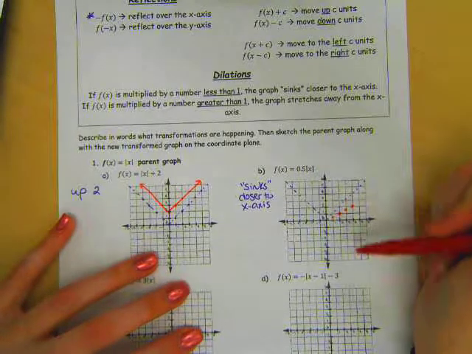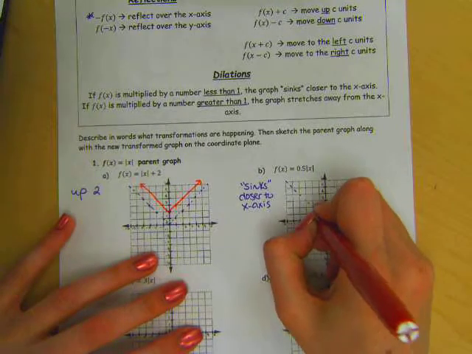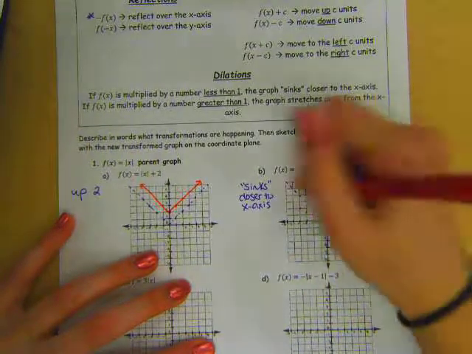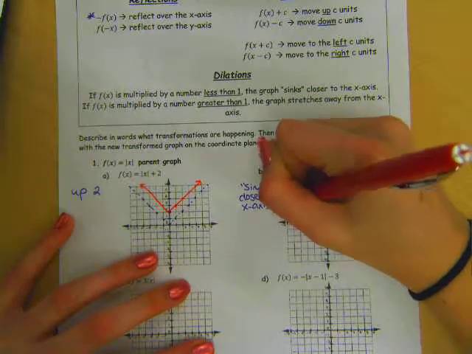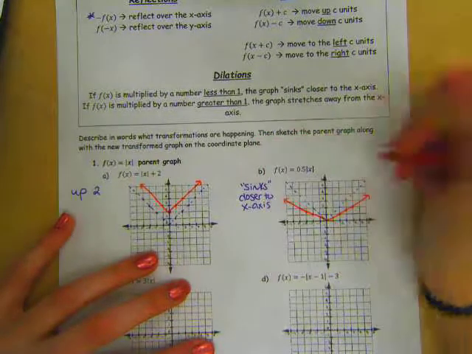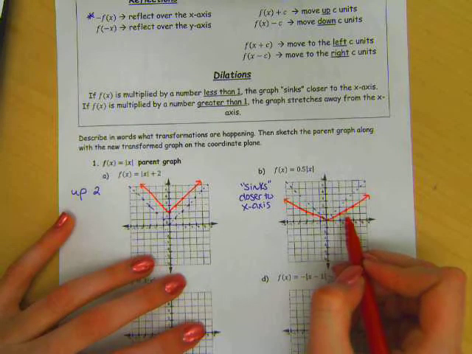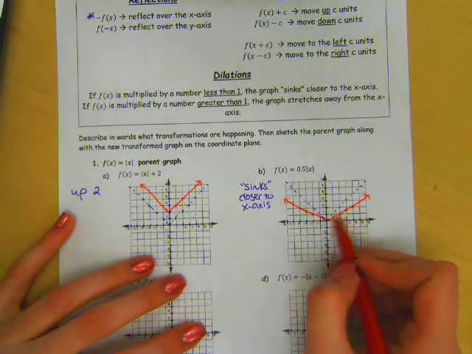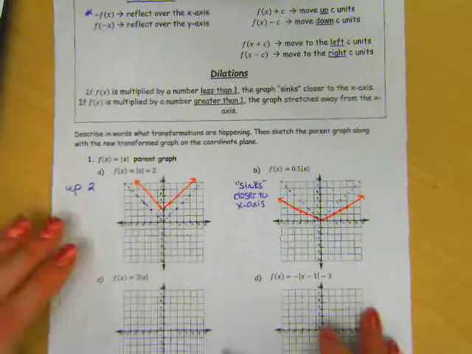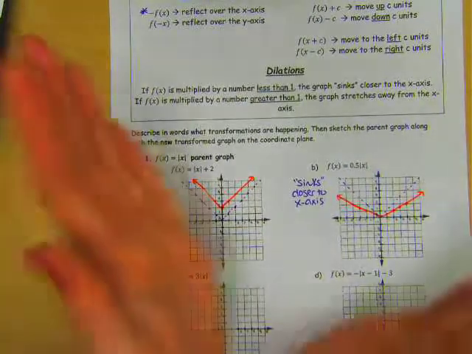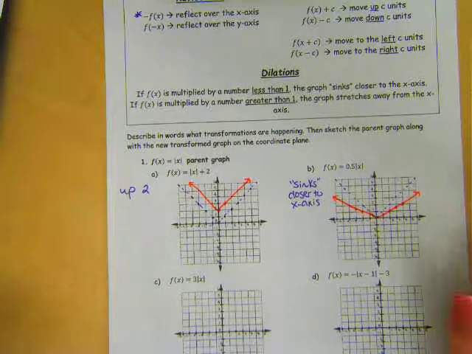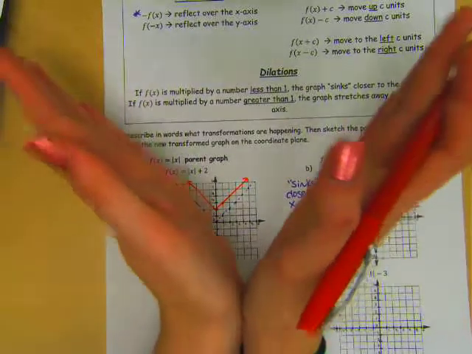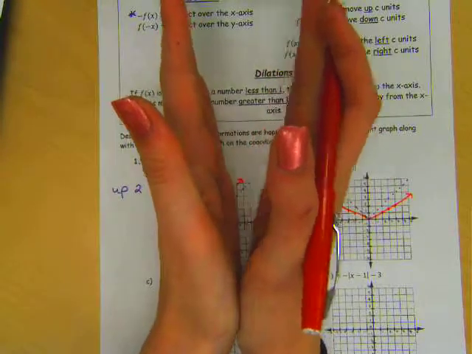So I've sunken closer to the x-axis, and I'm going to do the same thing on the other side. I don't need to plot all of my points, just enough to get that straight line drawn in. So what's happened here, and I know that's not a perfectly straight line, but that's okay, is my graph has sunken closer to the x-axis. It's not as far as it used to be. So if this is the parent, I've sunken closer when the number is less than 1. If this is my parent, when the number is larger than 1, I'm going to go further away.